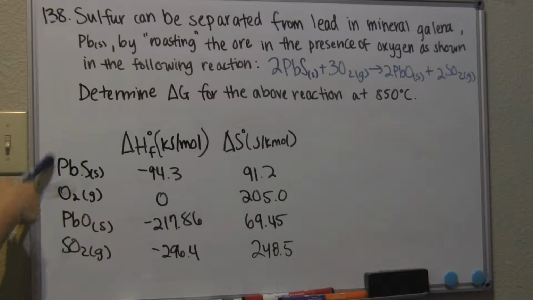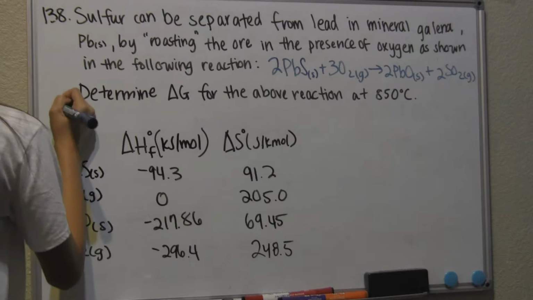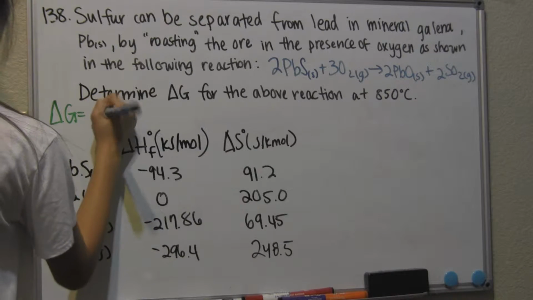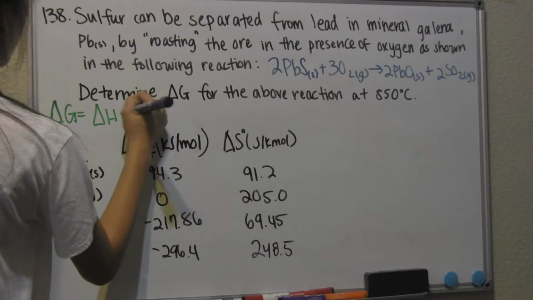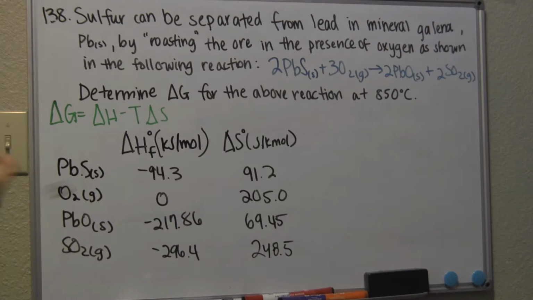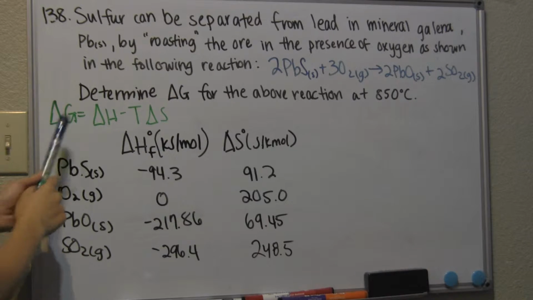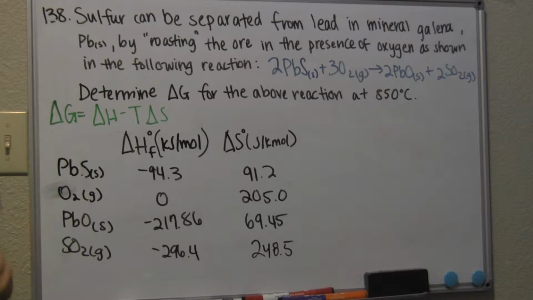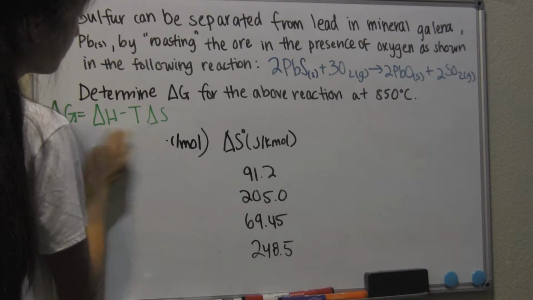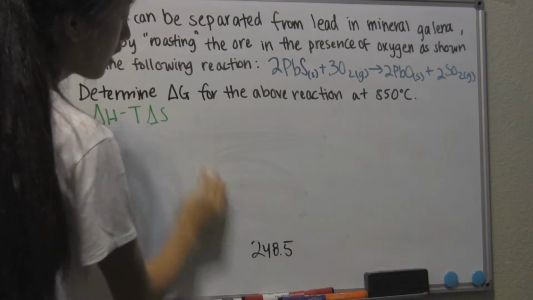So as you can see, I have the values right here, so for reference you should probably write them down because we're going to need them. And the formula that we're going to use is delta G is equal to delta H minus T delta S. So it's just change in delta G is equal to change in delta H minus temperature times change in delta S. So now I'm going to erase this right here so that I could have more space.